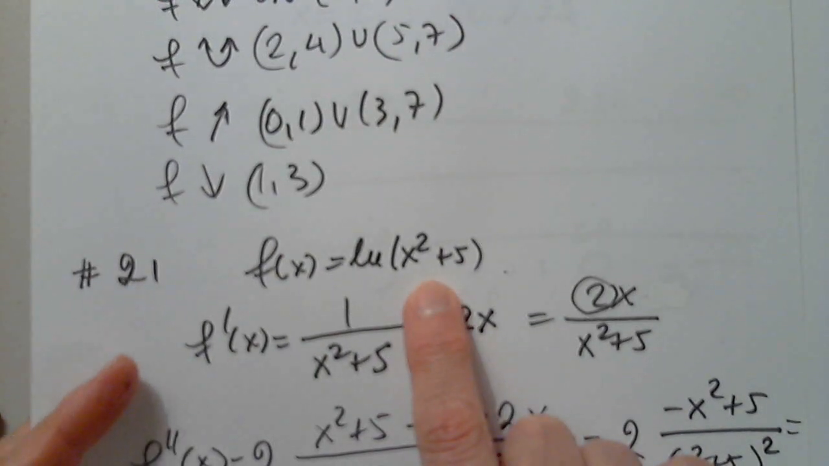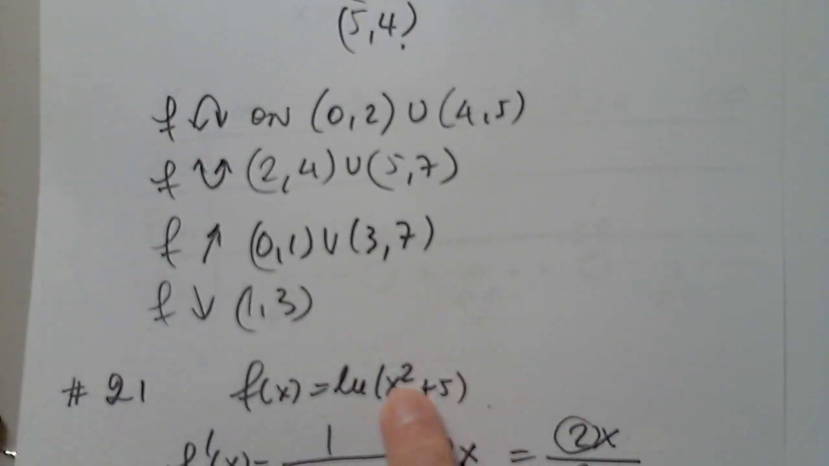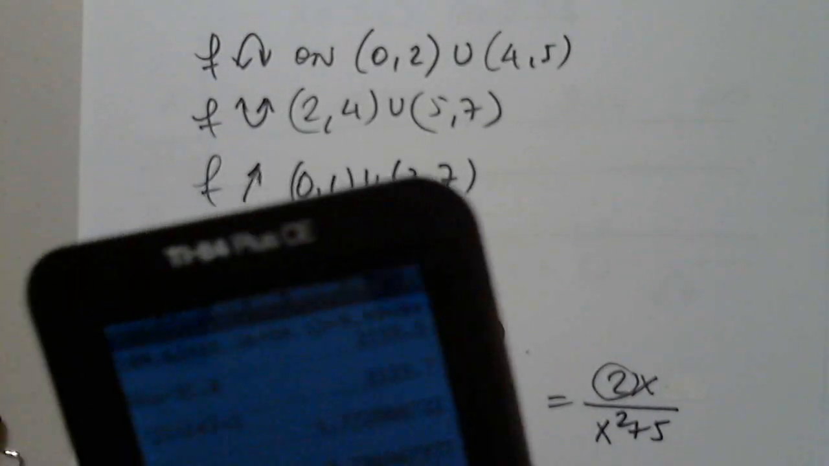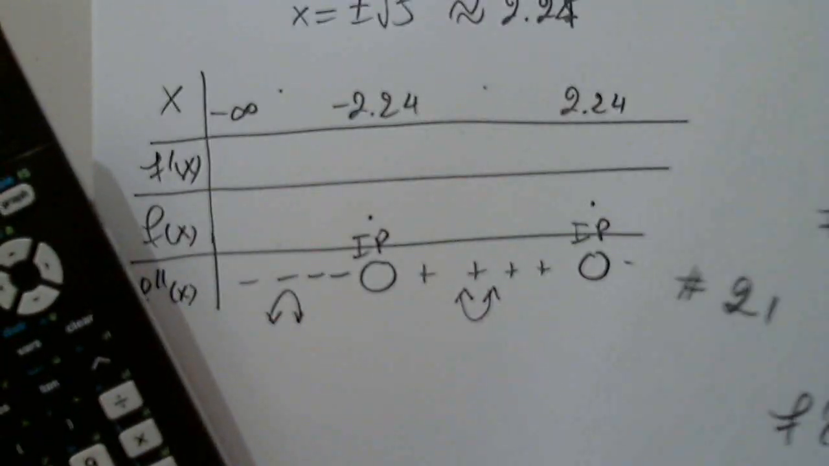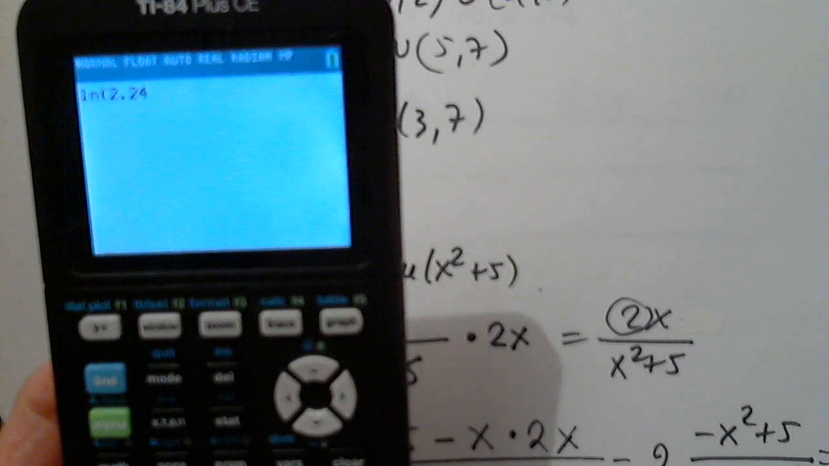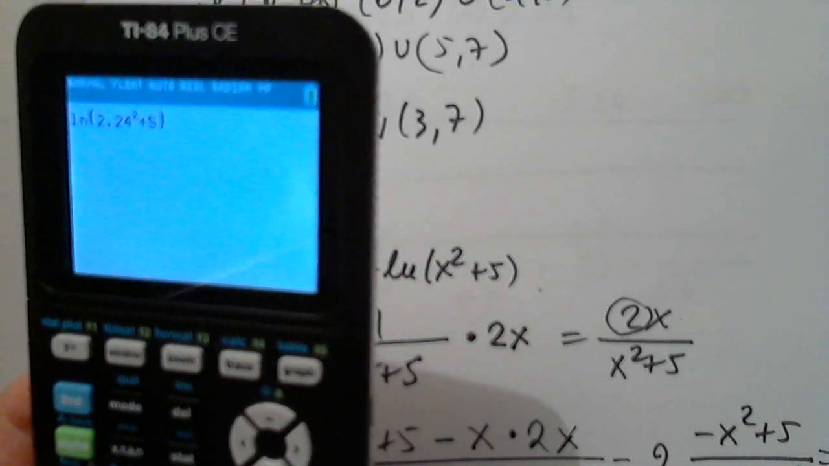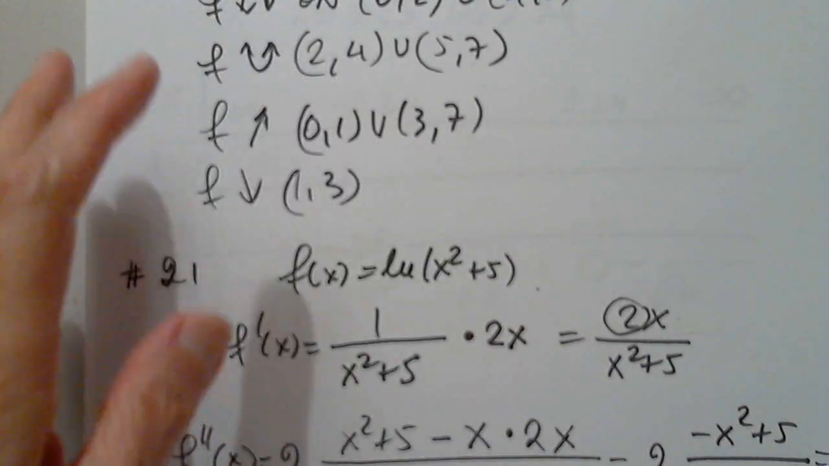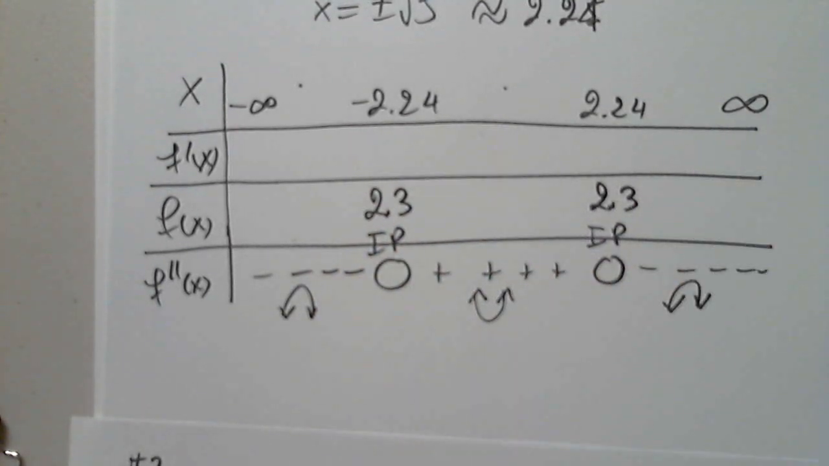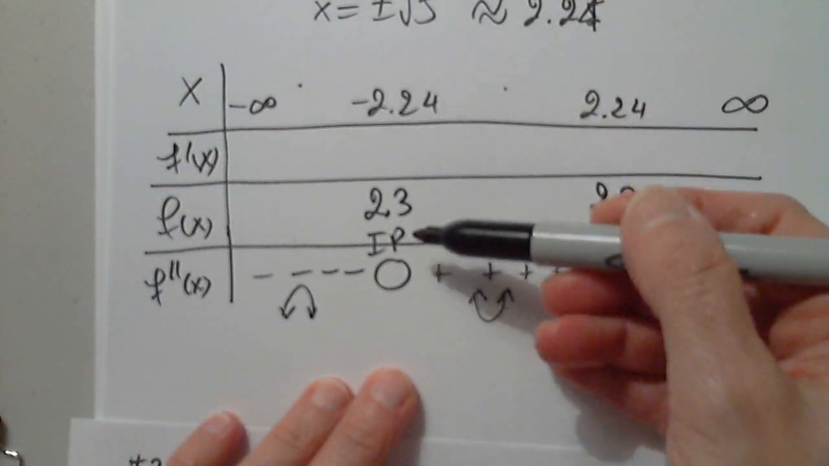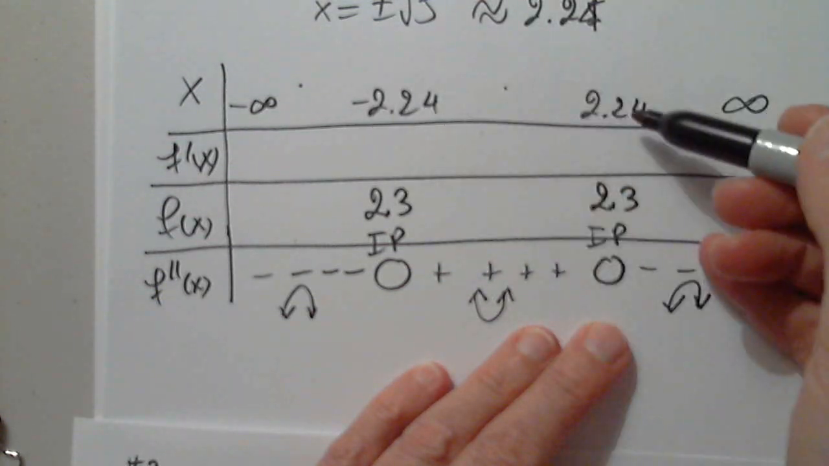So I'm going to put this in the graphing calculator and plug these numbers in. I will get the same answer because positive or negative, this will be the same number. And since it's the same number, I'm just going to do it real quick. So I have natural log of 2.24 squared. Negative, it doesn't matter. If I square it, it will make no difference. And so I get 2.3. So 2.3 for both of them. So the inflection points are negative 2.24 comma 2.3, as well as 2.24 comma 2.3.